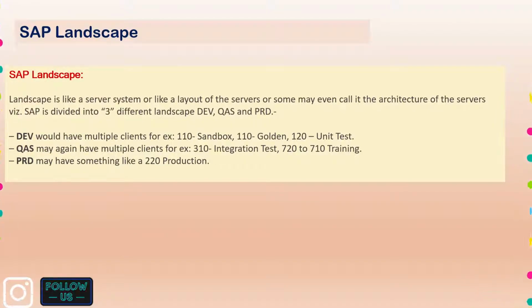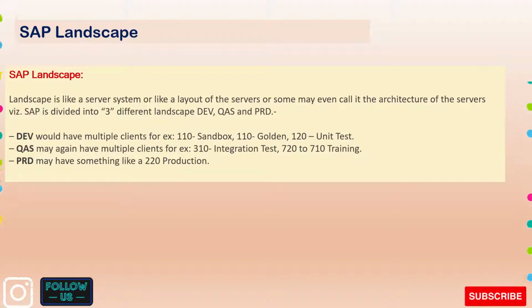If you see the bottom side of this slide, development would have multiple clients. For example, 100 for the sandbox, 110 might be for the golden, 120 for the unit testing. So the development database system itself is divided into three different sections with the help of clients. If you see the quality system, again we can further divide that particular database into various sections, like 310 for the integration testing, and 710 I can use as a client to provide end user training to the users. For the production, we always have one client. For example, 220, this client is meant for the production system.